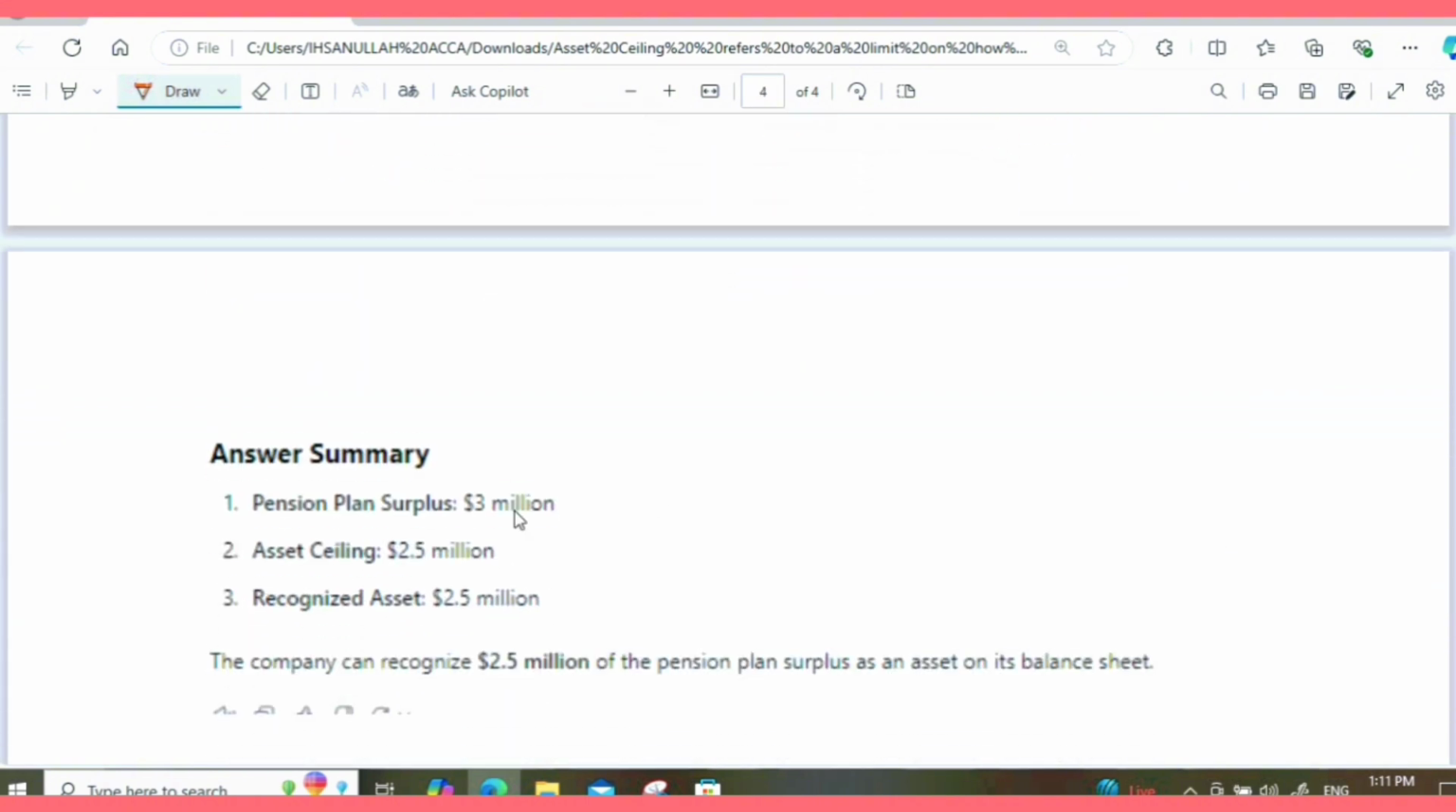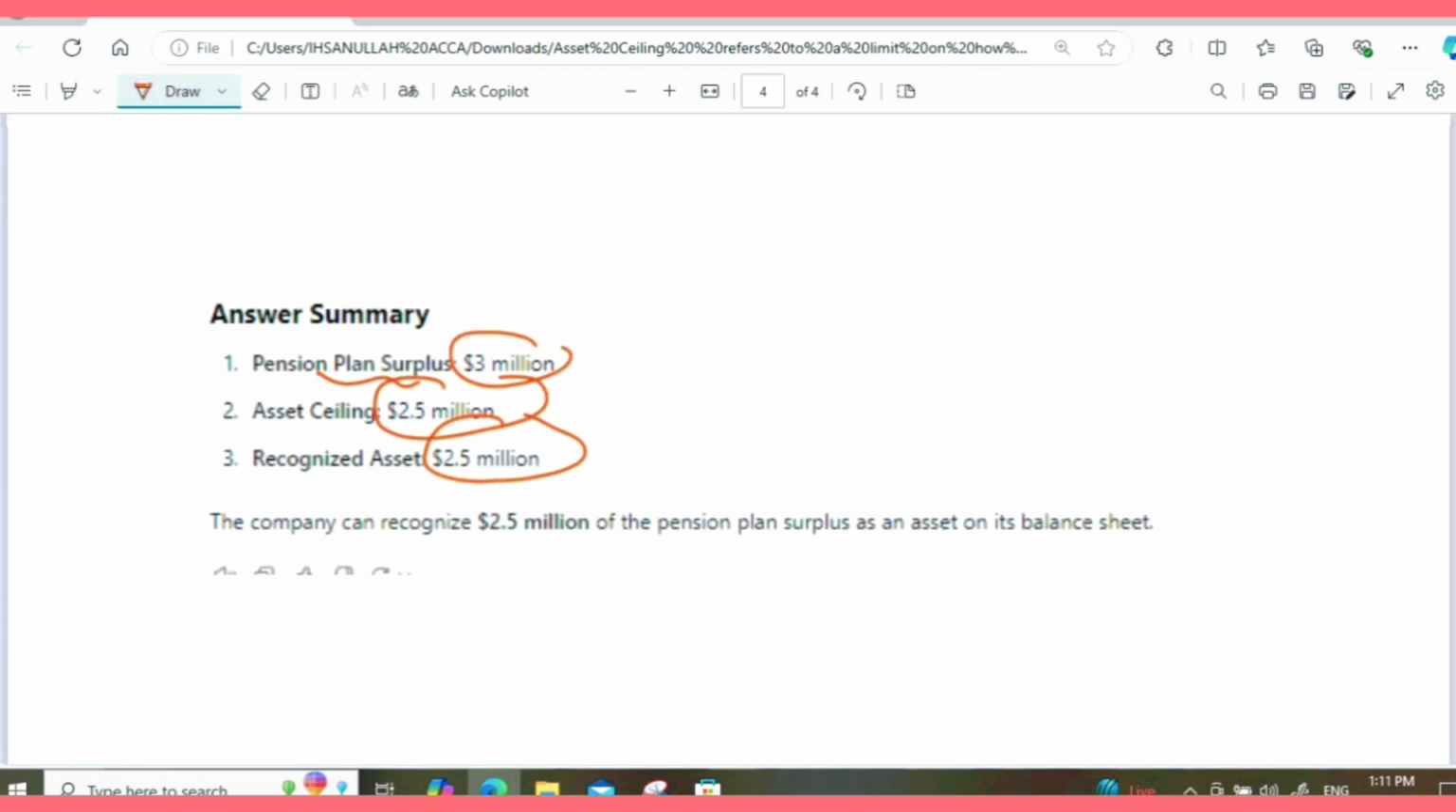Clear? Now let's talk about the summary. The pension surplus was this, the asset ceiling was this, and the recognized asset will be this. Clear? I think this is more than enough.